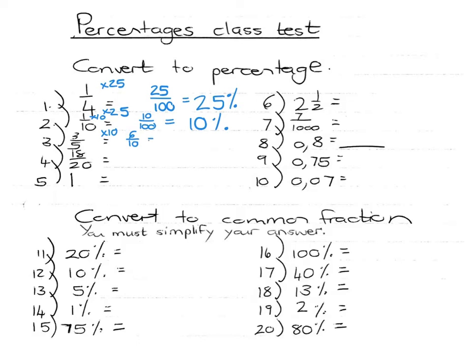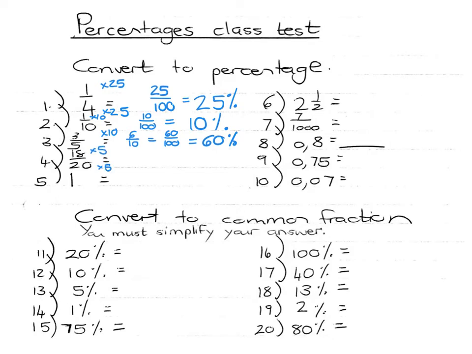So that is then 60 out of 100 if I times them both by 10 still, and that is 60%. You don't have to show any calculations here. I'm showing them to explain. Number 4 is out of 20. So to turn something out of 20 into a fraction out of 100, not times by 100, times by 5.